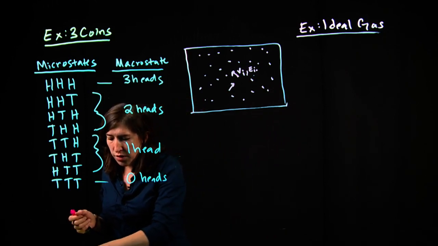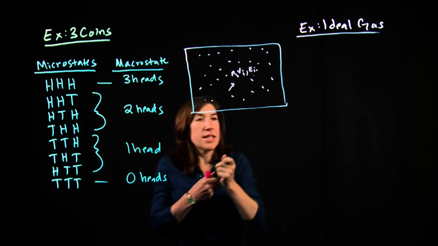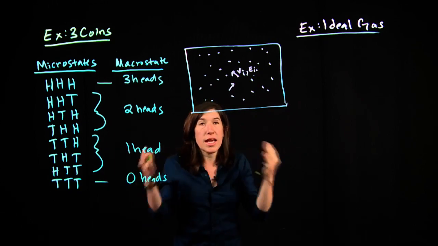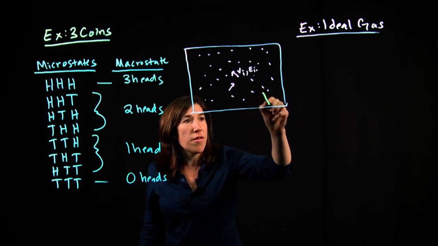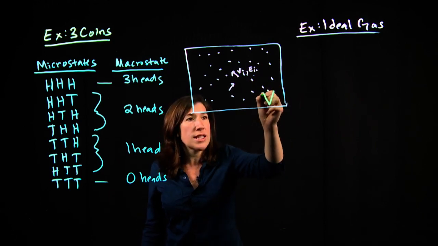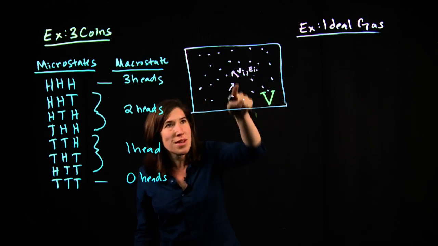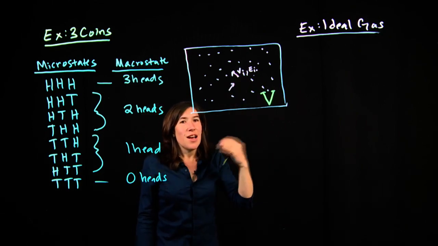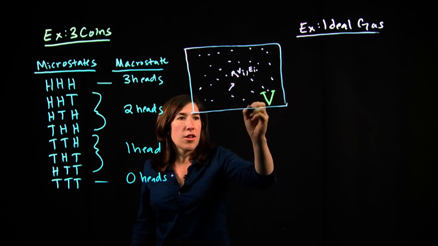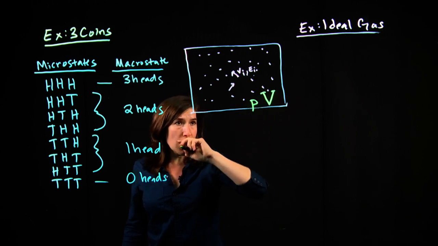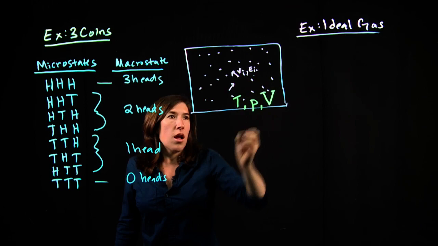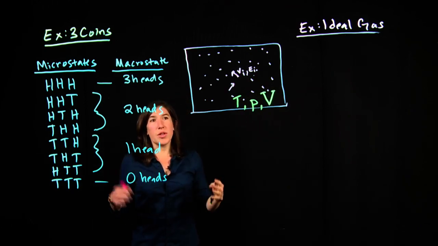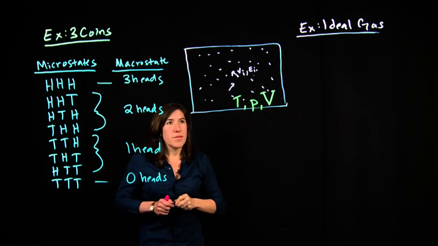We could also, for instance, consider the larger scale properties of our ideal gas. We always talk about things like the volume of the container that it's in. Now this is a big V for volume, little v for velocity. We could talk about things like the pressure, the temperature. All of these properties we could also use to describe our ideal gas.